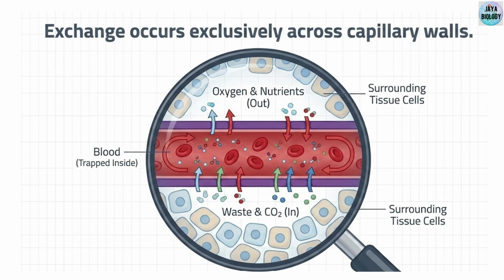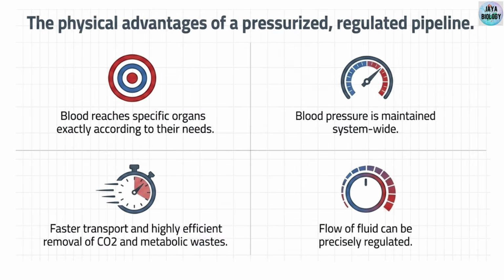And exchange will occur at the capillary level. You can see here oxygen and nutrients will be given to the cell, and carbon dioxide and waste is carried by the blood, and finally given to the venule system so that it can be carried away by the veins. So the advantage of the closed circulatory system is that blood can reach every organ according to their need. Then pressure is maintained, faster transport, it's very highly efficient, and flow of fluid can be regulated. You can regulate it. So these are a few advantages of the closed circulatory system.